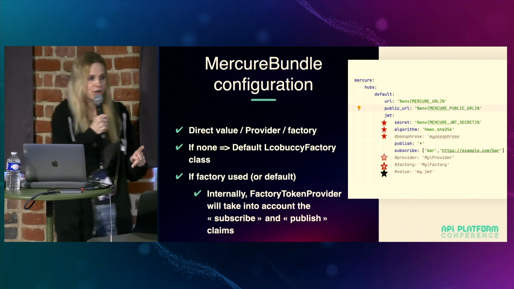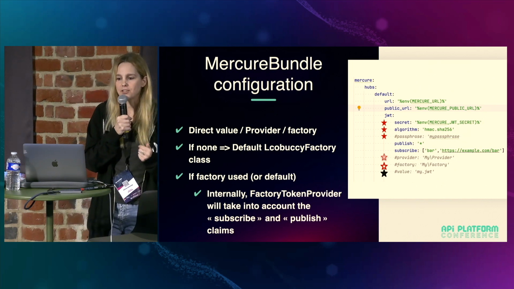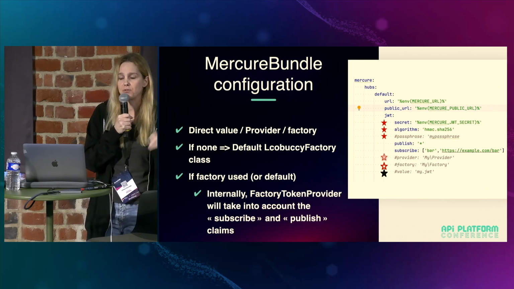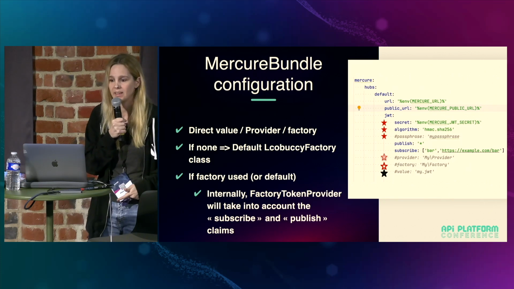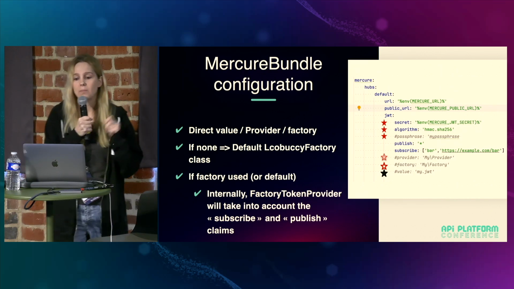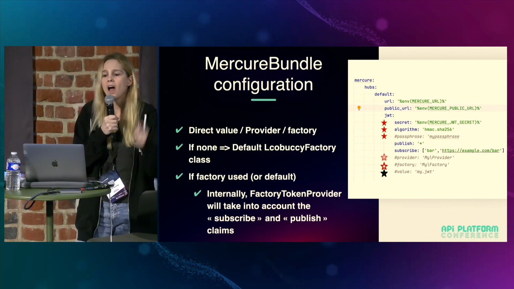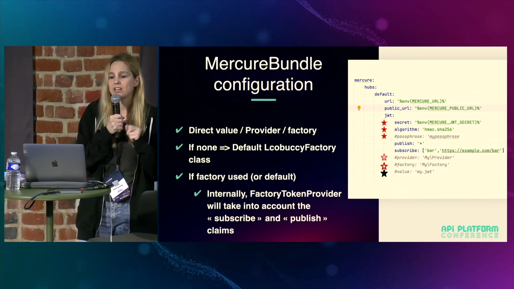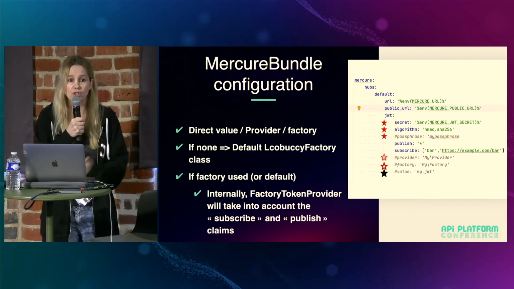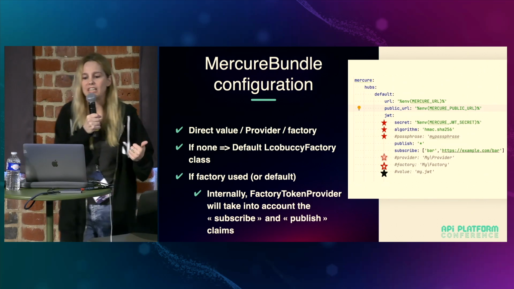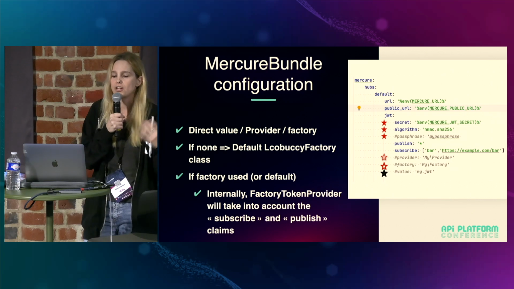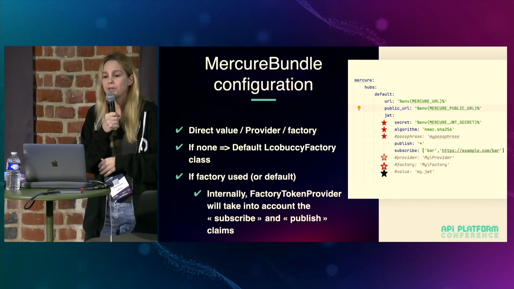What is important to know is that internally, a factory token provider will then be created to manage the token generation for publishing and subscribing, and passed to your provider. The subscribe and publish claims that you can see here are very important because they define what actions are authorized when using the JWT. Additionally, you can set a default cookie lifetime, which determines how long the JSON Web Token, or JWT cookie, remains valid.